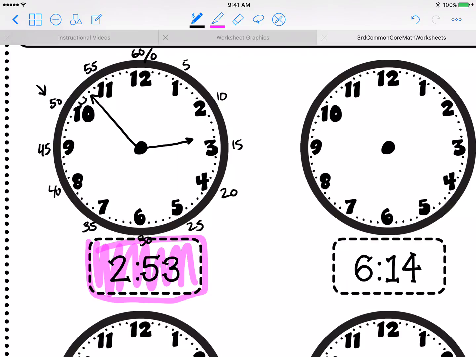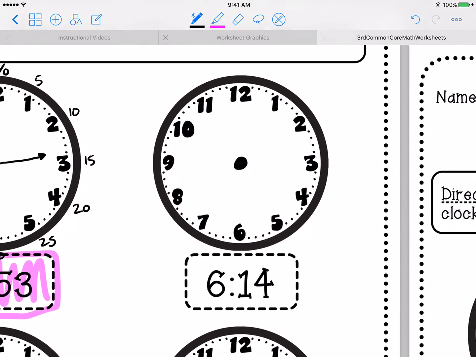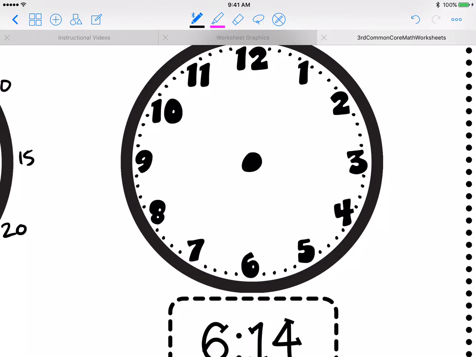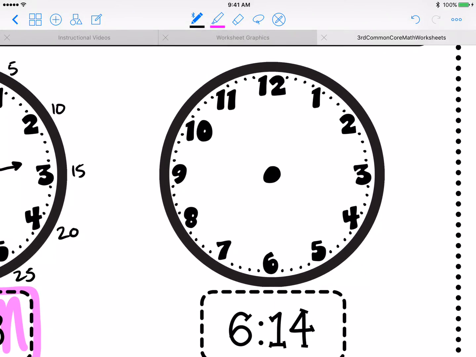I'll model one more. I'm going to do 6:14 for you, and then you can practice the last 2 on your own. So we're going to do over here 6:14. Okay. So the hour hand is at the 6, and 14 is at the early stages of the hour. So we're pretty close to the 6 with our hour hand right now.